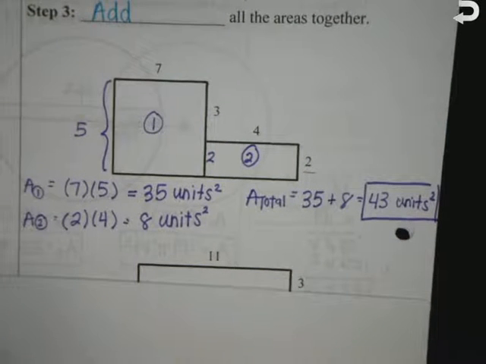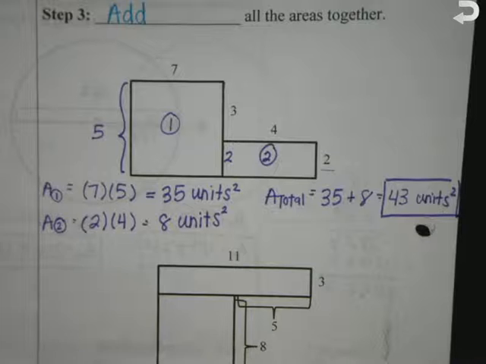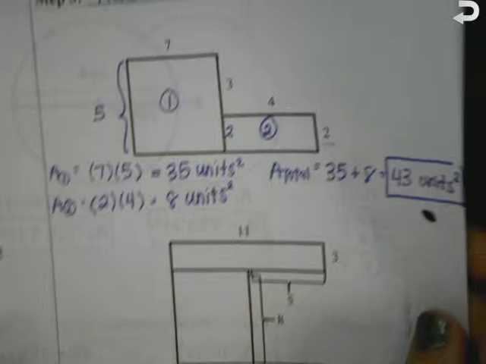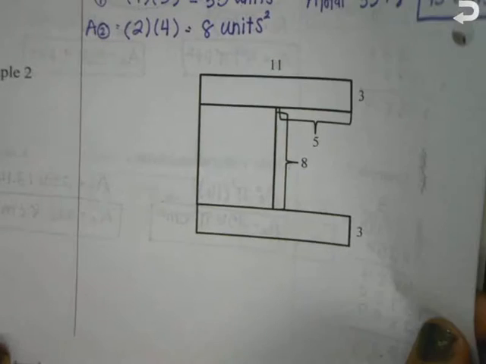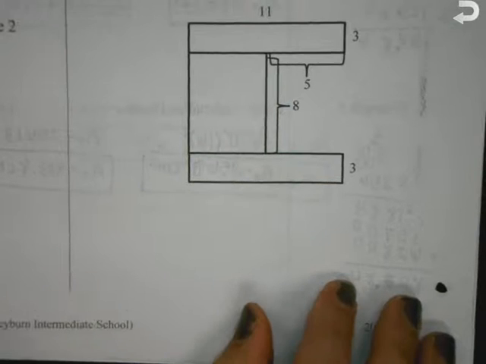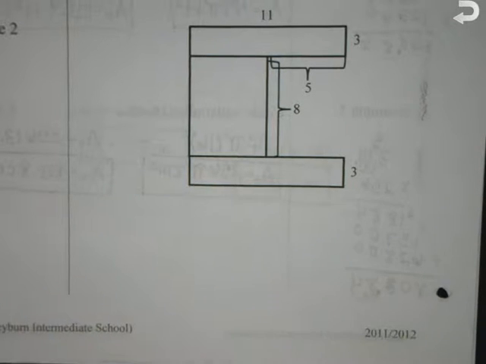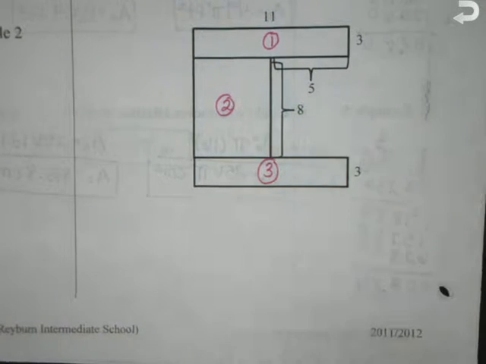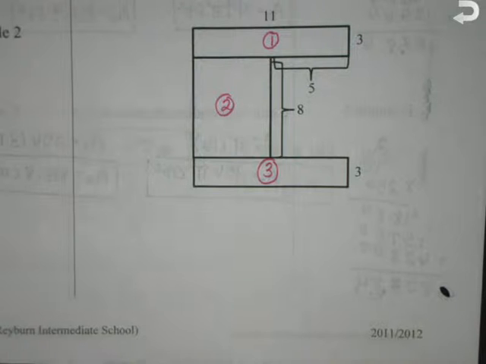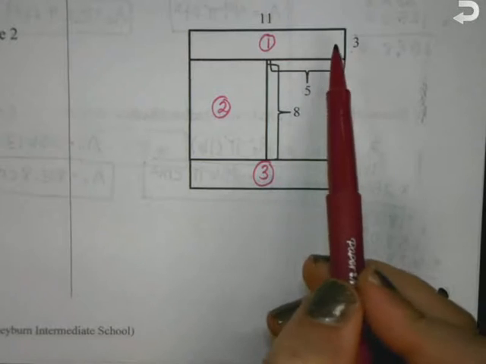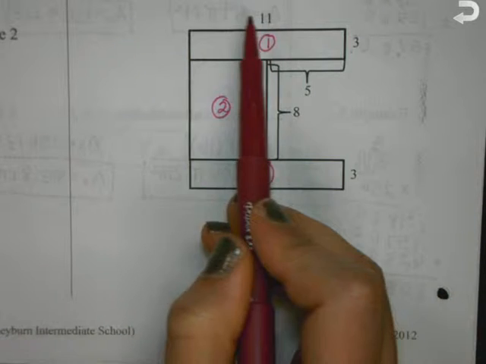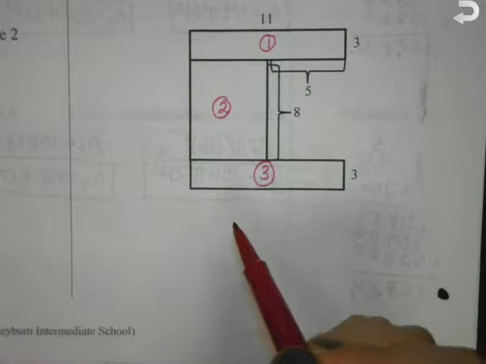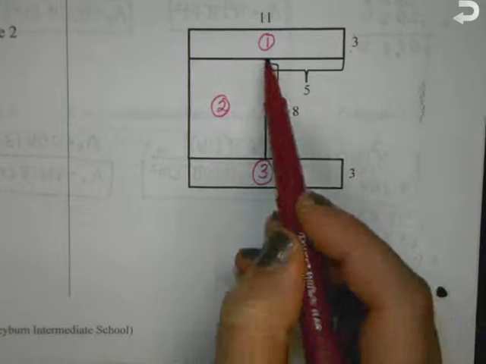So let's look at example 2. Now we have 3 different parts. They already split it up for us again. So let's make sure that we have everything we need. I'm going to label this rectangle 1, rectangle 2, and rectangle 3. Okay. Rectangle 1. Do I have enough information to find the area of that one? Yes. What about rectangle 2? I have the length, which is 8, but I don't know how long this part is.